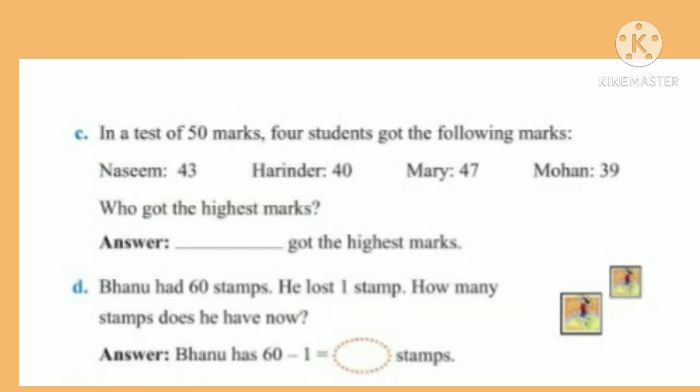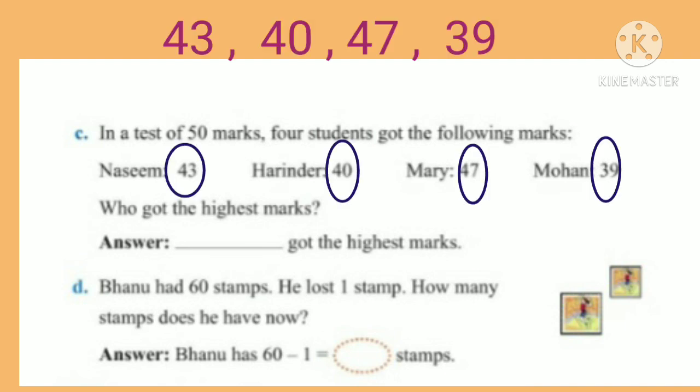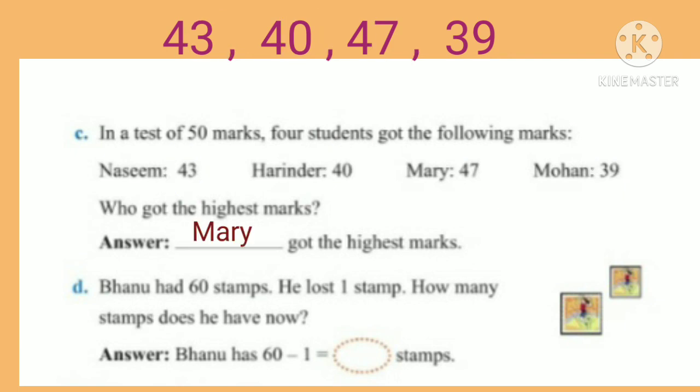The next question, in a test of 50 marks, 4 students got the following marks. Nasim 43, Harinder 40, Mary 47, Mohan 39. Who got the highest marks? See children, here we have to find out which is the biggest number, 43, 40, 47 and 39. Let us compare the tens digit. But three numbers have the same tens digit. So let us compare their ones digit, that is 3, 0, 7. Tell me which is the biggest one? Yes, 7. So we can say that Mary got the highest mark, that is 47 is the biggest number.